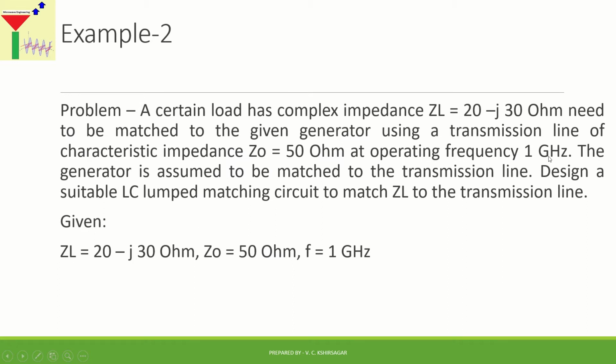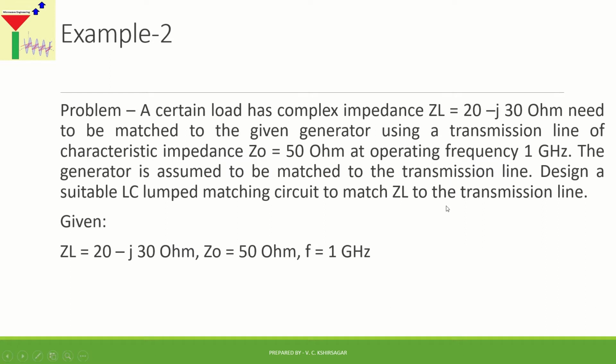So the problem here is we want to design an impedance matching circuit in order to match this complex load impedance to the generator using a transmission line. And this transmission line has the characteristic impedance of 50 ohm. This matching circuit we want to design to be operable at 1 gigahertz frequency. The generator is assumed to be matched to the transmission line. So please remember, here we are not going to match the generator to the transmission line. It is already assumed that the generator is matched to the transmission line.